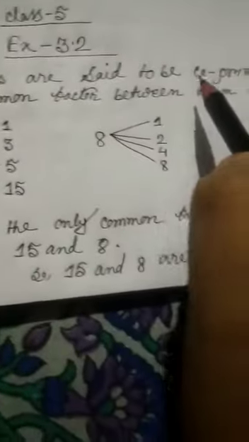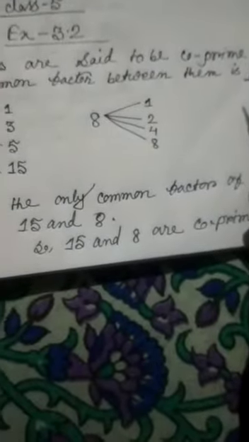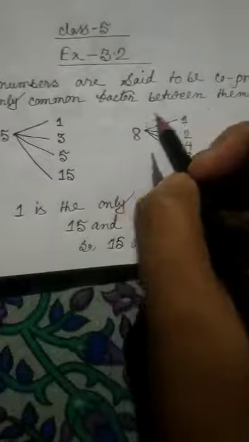Today in this class we are going to learn about co-prime numbers. Two numbers are said to be co-prime if the only common factor between them is 1. You all will remember this thing. Two numbers are said to be co-prime if the only common factor between them is 1.